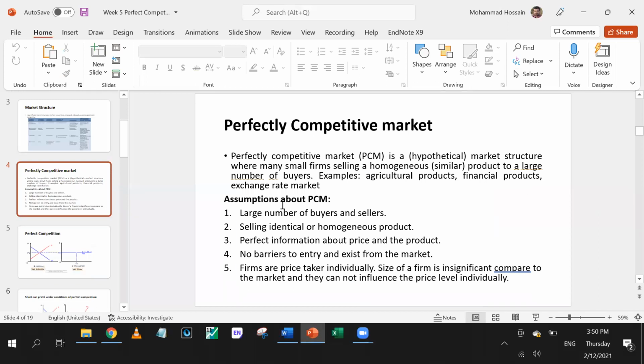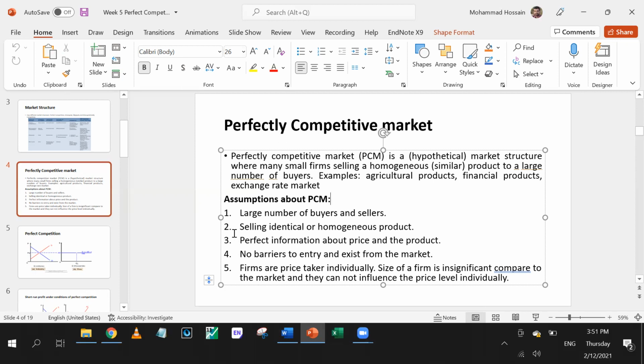Now, that's what they're talking about in here: assumptions about a perfectly competitive market. They will say the same thing. A perfectly competitive market is a hypothetical market structure where many firms sell a homogeneous product to a large number of buyers. Agricultural products and financial products are also examples. Exchange rates are perfectly competitive too. Characteristics: selling the same product, with a large number of buyers and sellers.